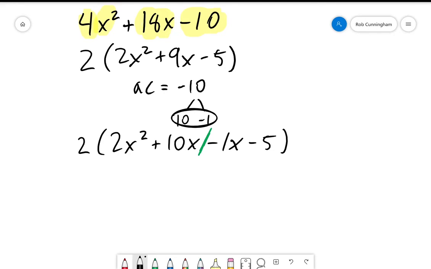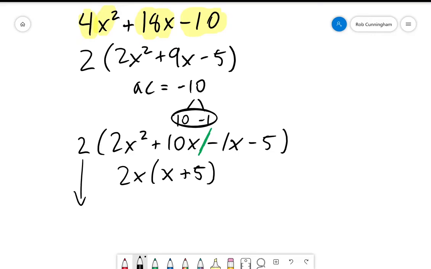This side here. Again, I'm going to kind of ignore the 2 for a moment. It's going to make its appearance at the end. Don't forget about it. So I get 2x times, what's that? 2x squared divided by 2x is just x. 10x divided by 2x is 5.